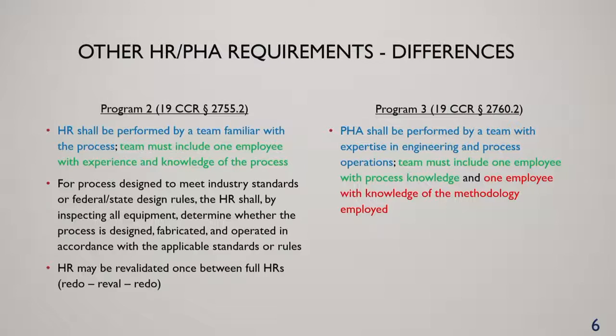With Program 3, though, and Program 4, really, you're looking at least one employee with process knowledge, as well as one person familiar with the methodology employed. And we'll get into the methodologies a little bit later. Some additional Program 2 requirements include an inspection of the process to see that it meets the design codes and standards required, either by state laws or by industry standards.